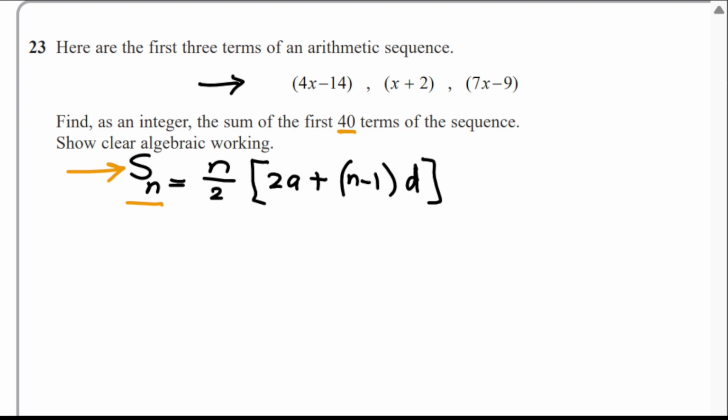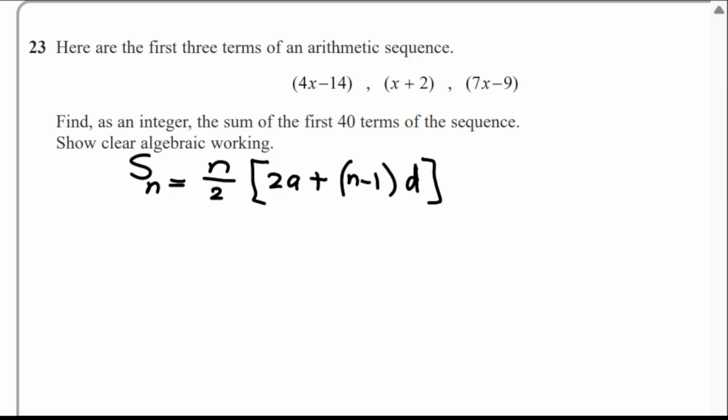n is 40. Now a is the first term here, which is in this case 4x minus 14. And d is the difference between each two terms. And that's what we need to find now. The question though asks you to give the answer as a number, an integer. So don't give your answer in terms of x. No, we need it as a number.